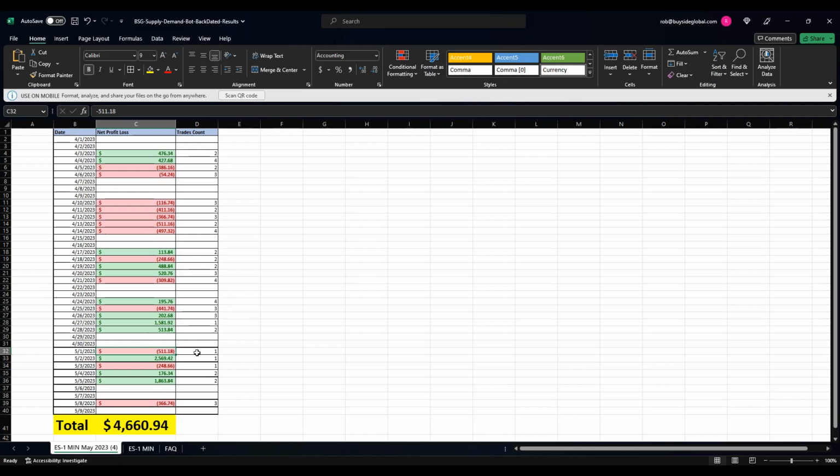Is 260 less than your $300 limit? Oh yes, 260 is less than your $300 limit. Oh, I'm going to take one more trade. So the second trade, I can lose anything, right?